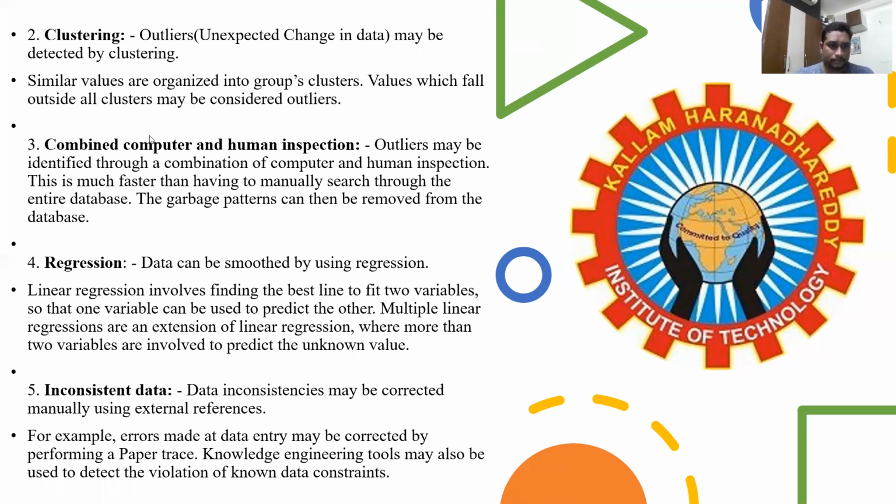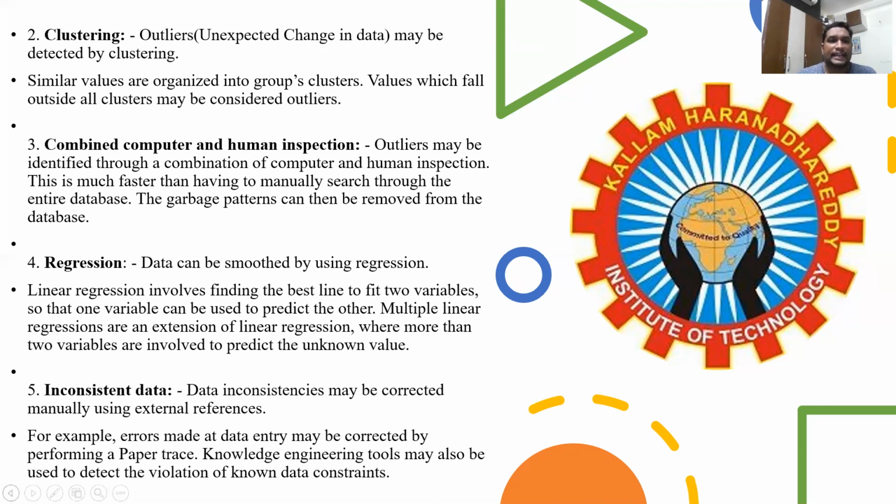Okay. Next, combined computer and human inspection. Outliers may be identified through a combination of computer and human inspection. This is much faster than having to manually search through the entire database. The garbage patterns can then be removed from the database. Otherwise it is a time-taking process, because you have to search from first to last and compare all the elements manually for each and every database. So it is a time-taking process.